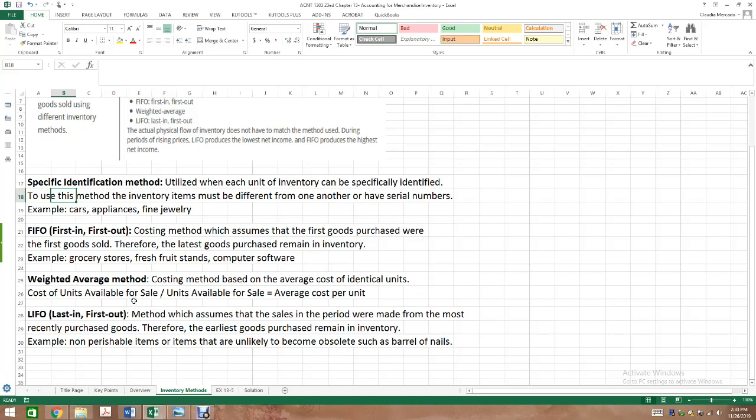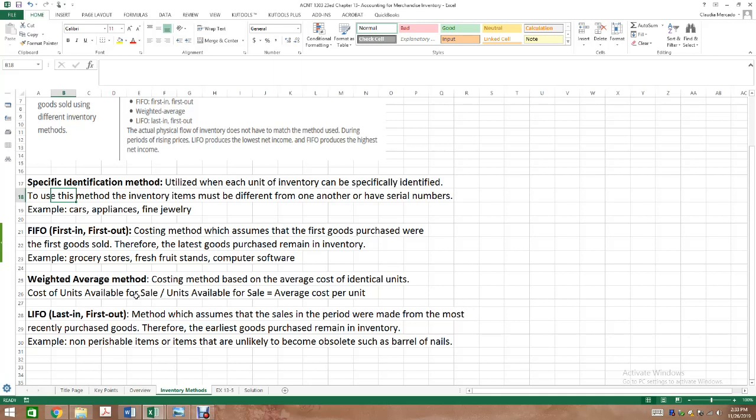So, you must have identical units to be able to use the weighted average method. To calculate it, you're going to get the cost of the units available for sale, and you're going to divide by the units available for sale to get your average cost per unit. Once you get your average cost per unit, you just multiply it by the number of units that you're selling, and that will give you your weighted average cost.